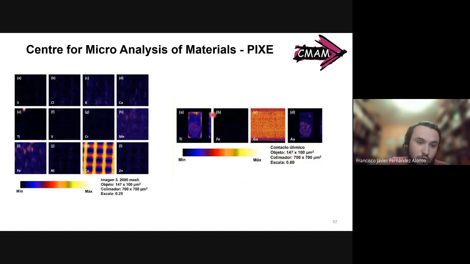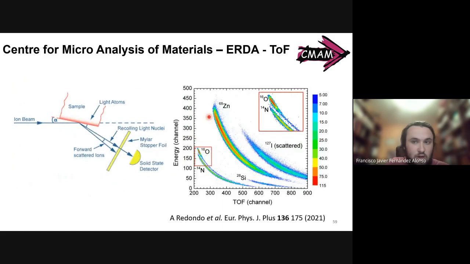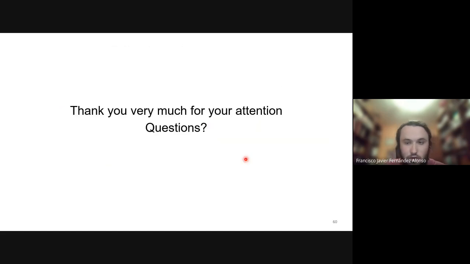This is another example, of a copper mesh. We can also do STIM, scanning transmission ion microscopy. For example, this is an example of an artery, and we can see the different density in each part of the sample. And here, finally, we have an example of time of flight ERDA, which can be used to characterize light elements. So thank you very much for your attention, and I'm open for questions.